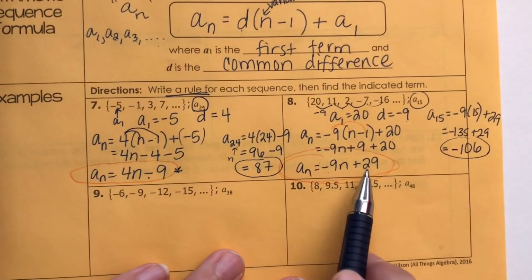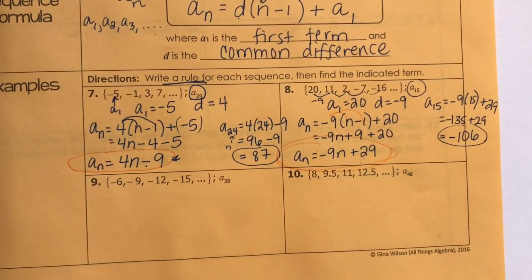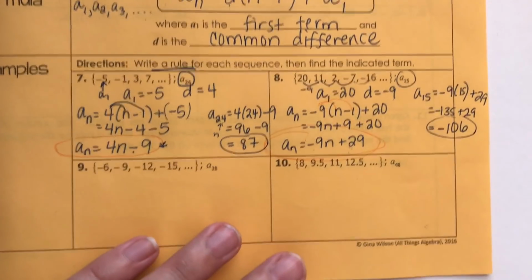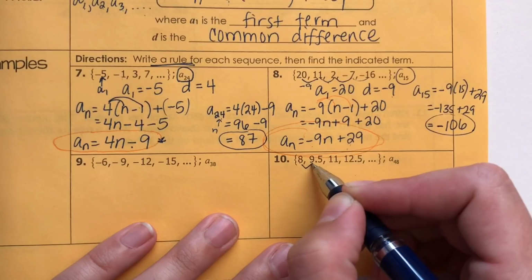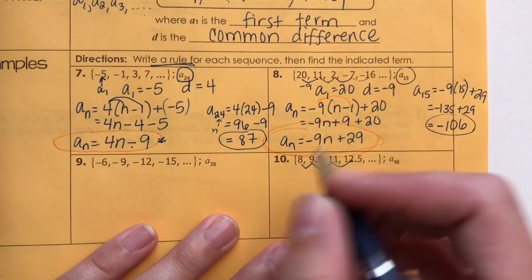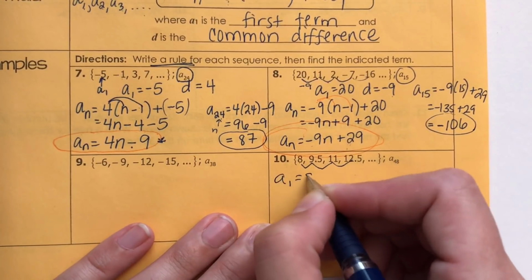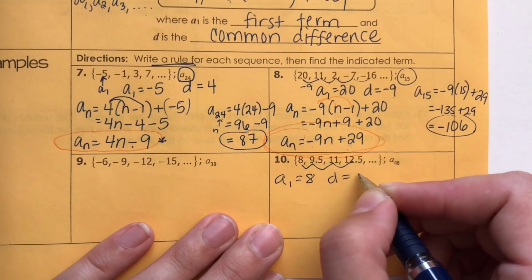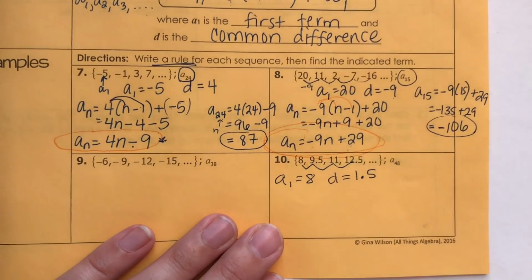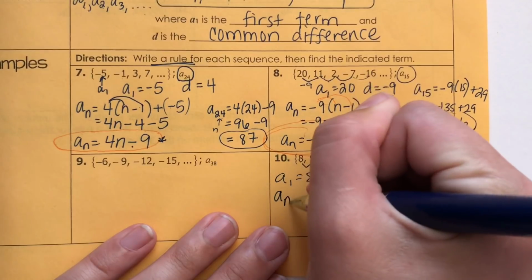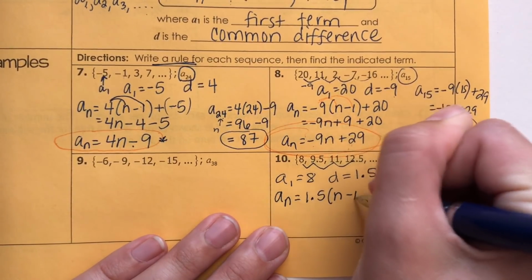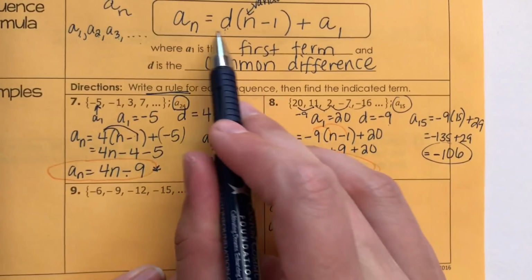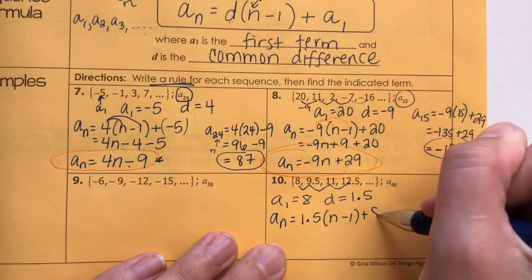So our main focus is this, but we can use it to find another term. Feel free to work ahead on your own if you want. If you'd like one more example, we will go through number 10 as well. So this one looks like it's going up by 1.5 each time. So the first term is 8, and this time the difference is positive 1.5. For A sub n, we need the difference, 1.5, times (n minus 1), so that's coming from here, and then plus A sub 1, which is 8.